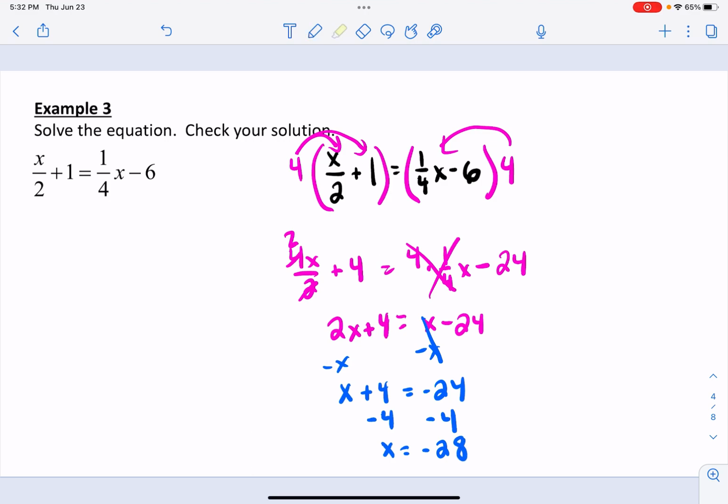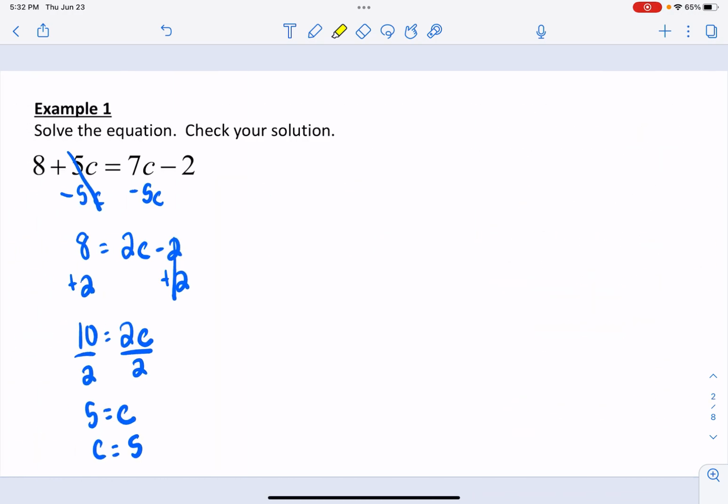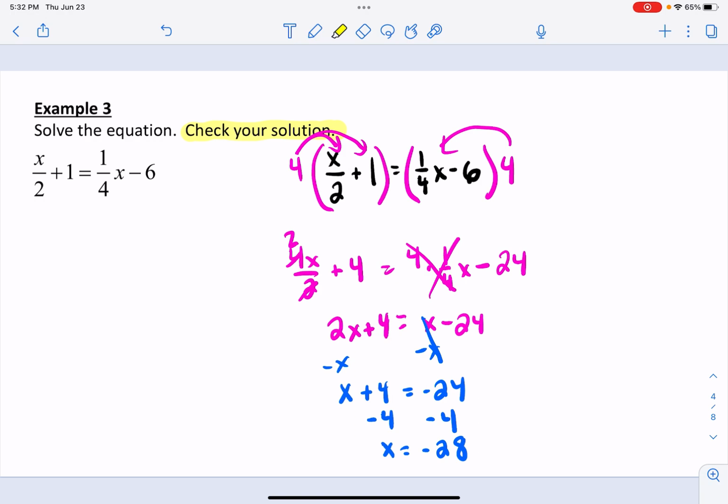Now, there's something in here. I wonder if the other slides had that. Check your solution. I'm going to go back and see. Oh, it did say check your solution. I didn't check my solution. I didn't follow my own directions. Oh, man. Let's do it with this one.